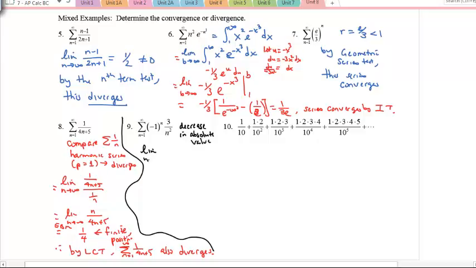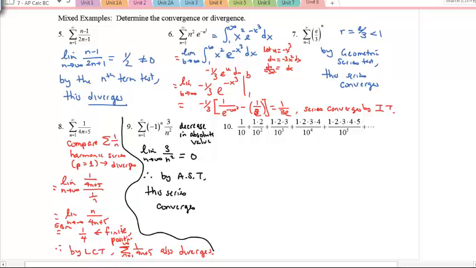I can then take the limit as n approaches infinity of 3 over n squared, and that, of course, equals 0. So therefore, that's great. This equals 0. The terms decrease in absolute value. By the alternating series test, this series converges.